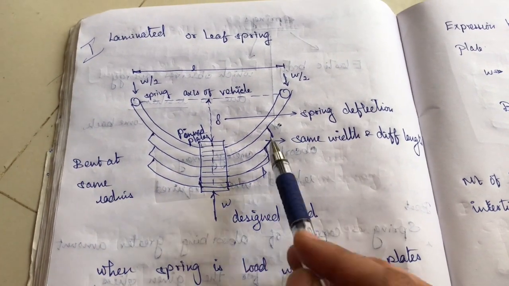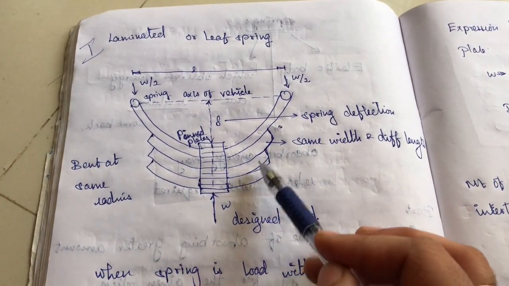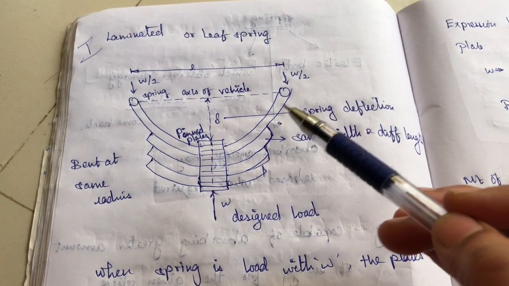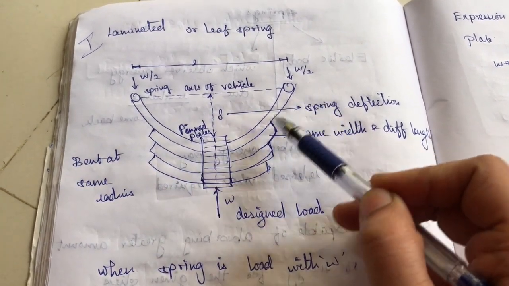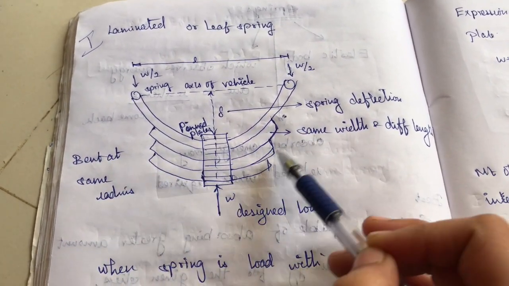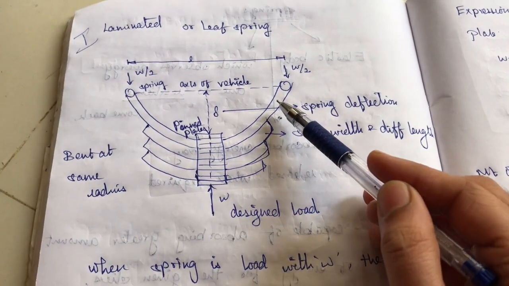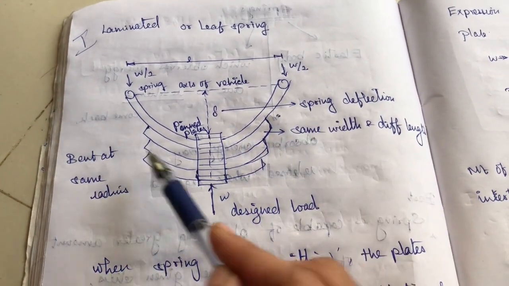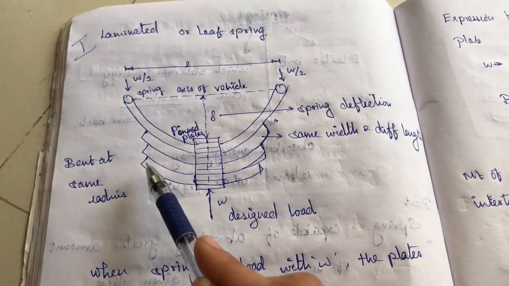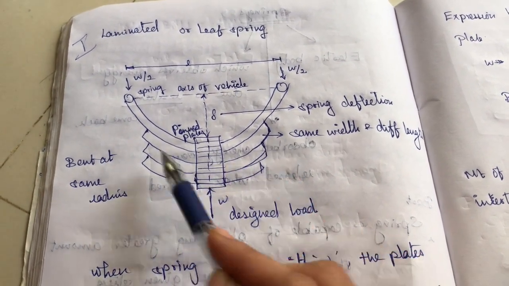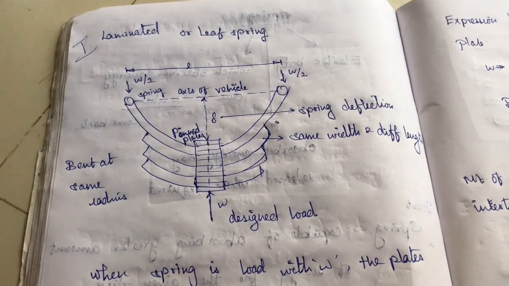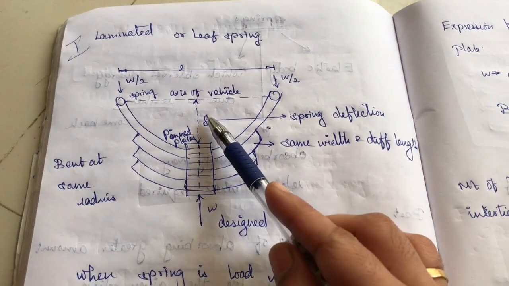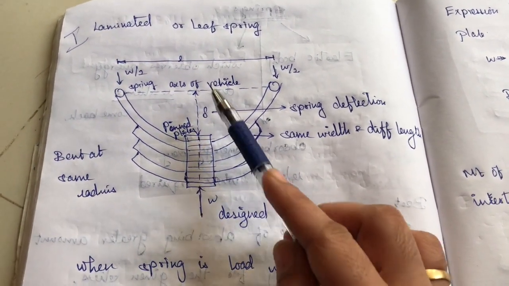There will be many plates. All these plates are of the same radius. So if you look at the bending, it will be the same radius. It has the same width also, but the length is different. The only difference is that it has different lengths. And then this is the spring deflection.